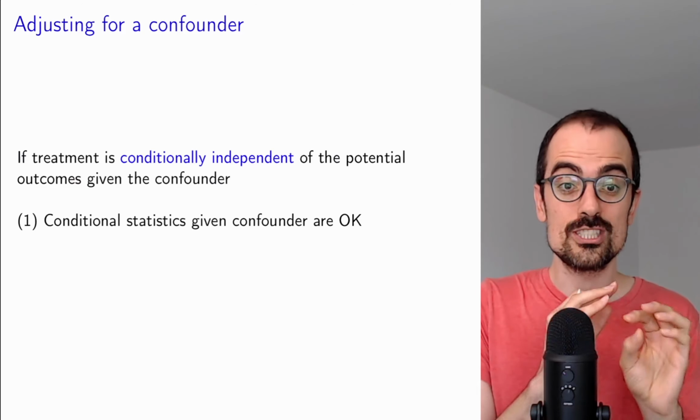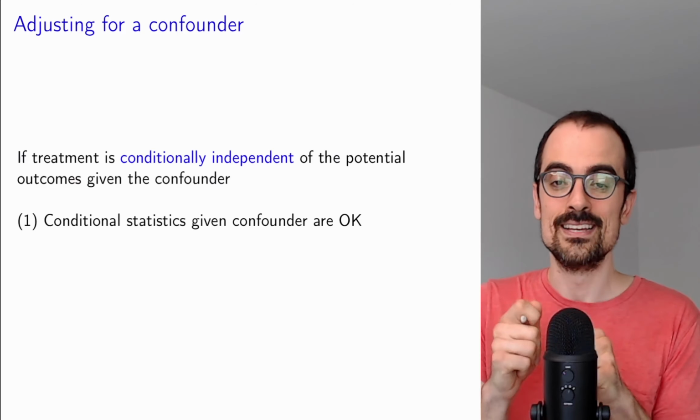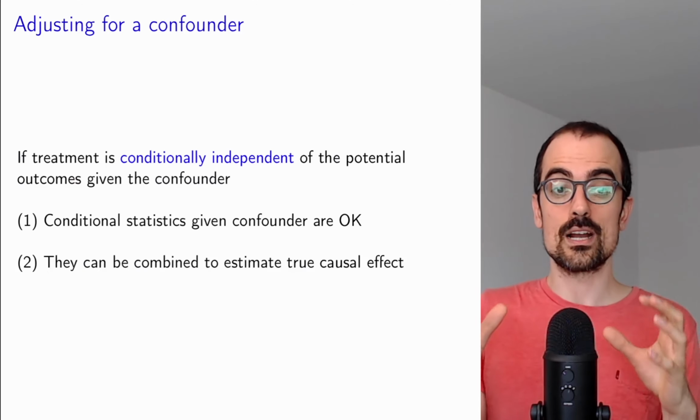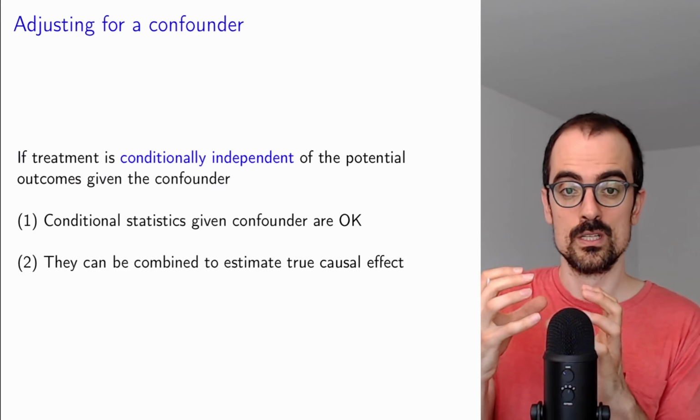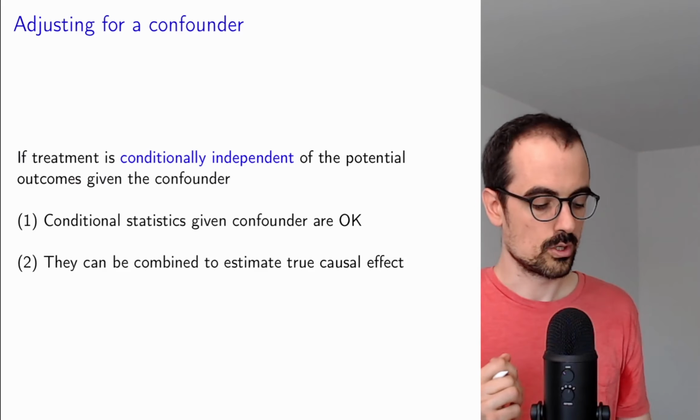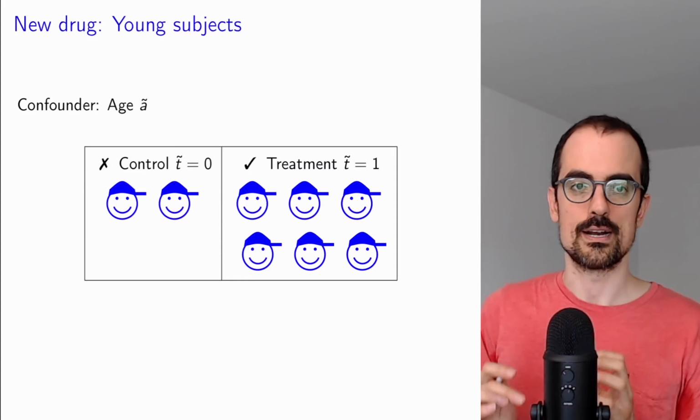In that case, the conditional statistics given the confounder are okay. They actually reflect causal effects. What we need to do is we have to be careful about how we combine them to make sure that we estimate the true causal effect. We're going to see how to do that for each of our examples.